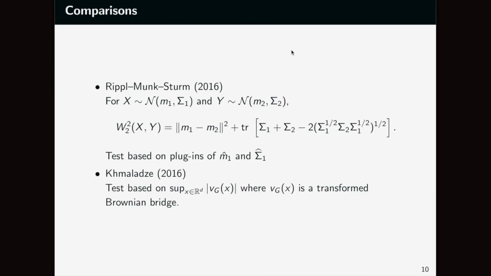Then, we also want to test and evaluate the performance of the test by Chmaladze, which is based on a supremum of the absolute value of a transformed Brownian bridge. This is a generalization of the test proposed by Kolmogorov and Smirnov.